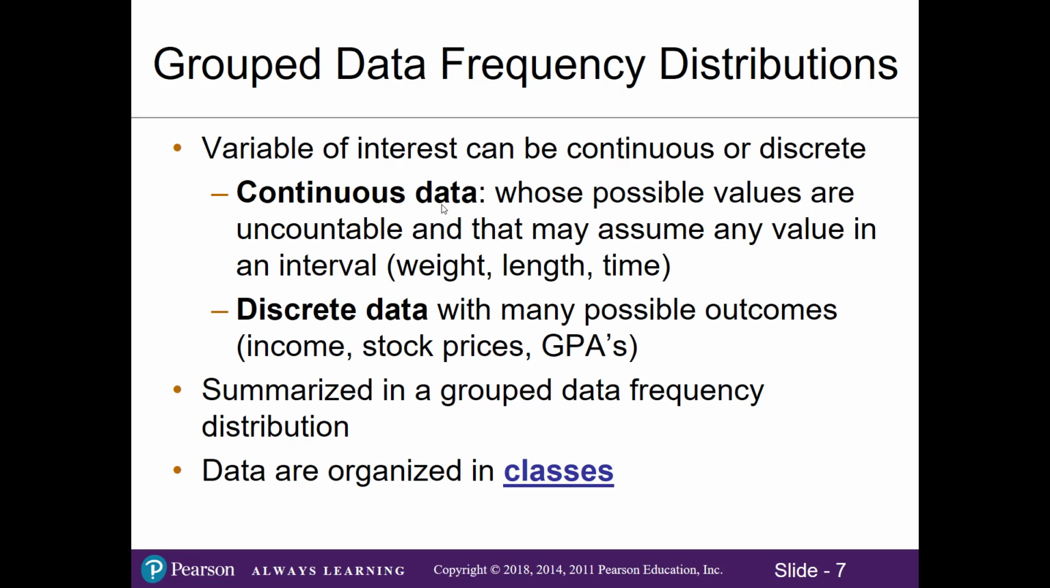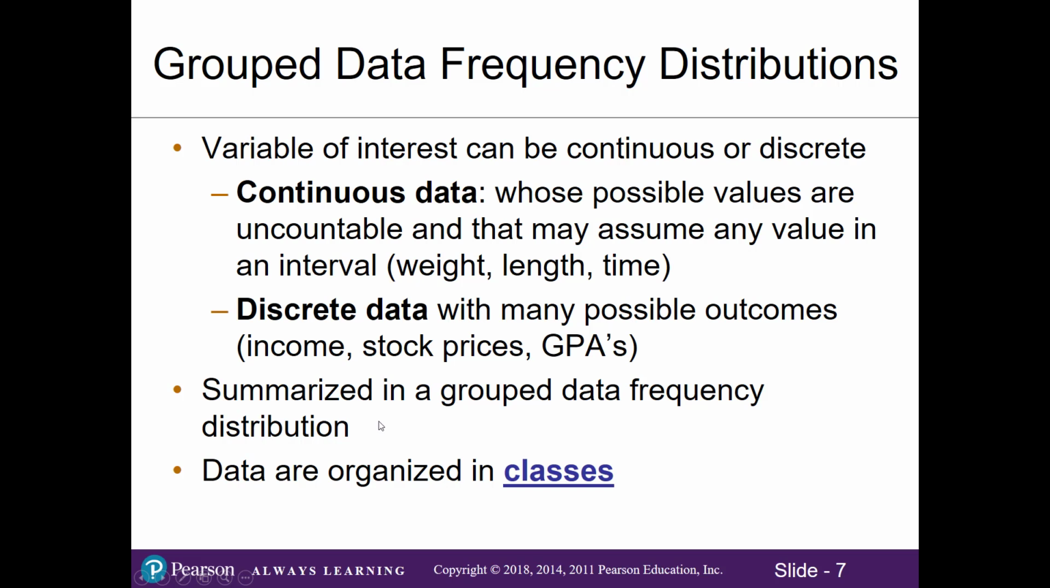So with weight, I can say something weighs 20 pounds. I can also say something weighs 20.25 pounds. And I can get very granular with the data, hence it's continuous. With discrete data, recall it's where we count, and again, it can have many possible outcomes, but at least it's countable. So how many students have a 4.0 GPA, for instance?